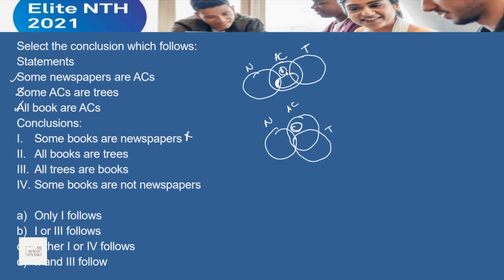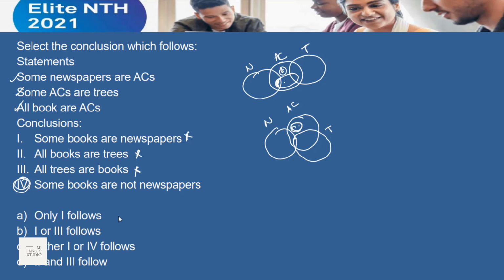All books are trees: no book is tree here. All trees are books, not necessarily. Some books are not newspaper. Here also we can see some books are not newspaper. Option 4 is there, which should follow.